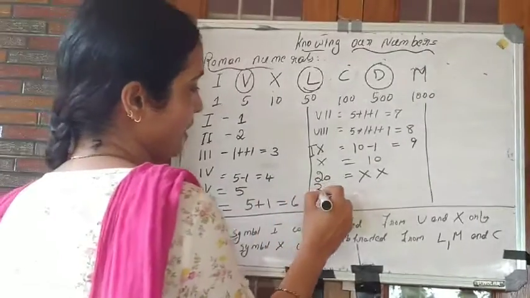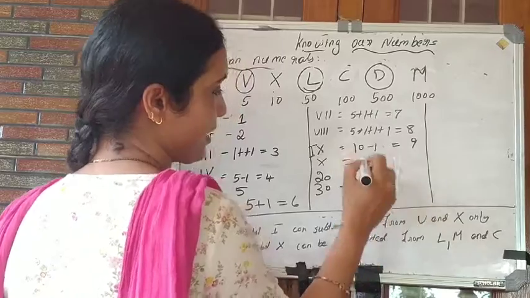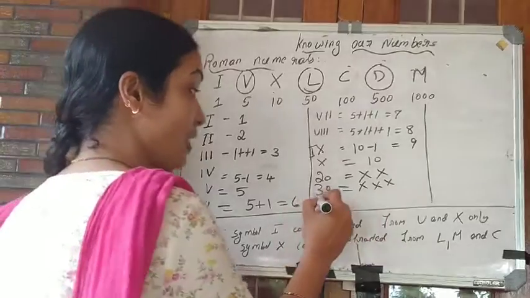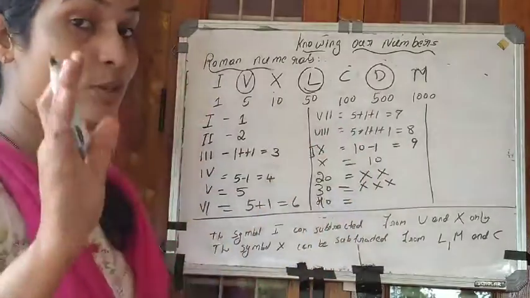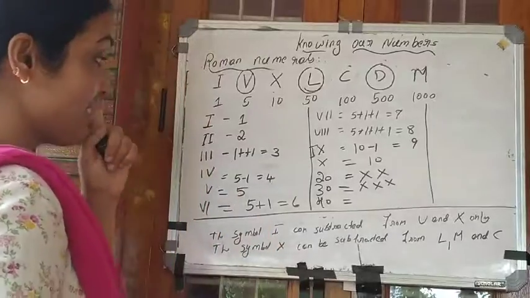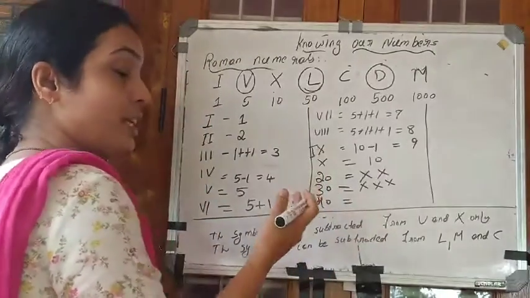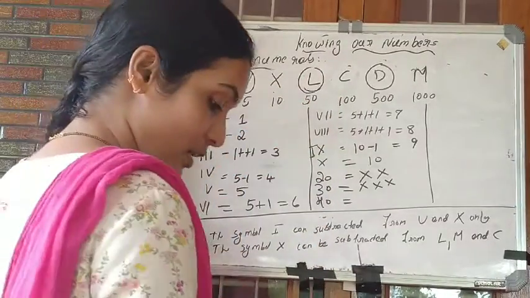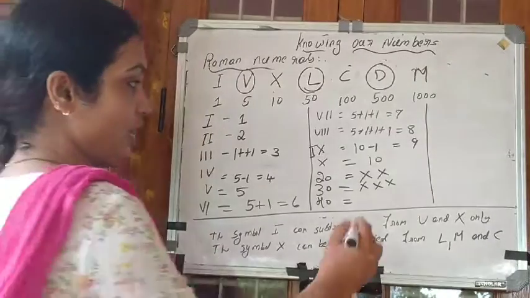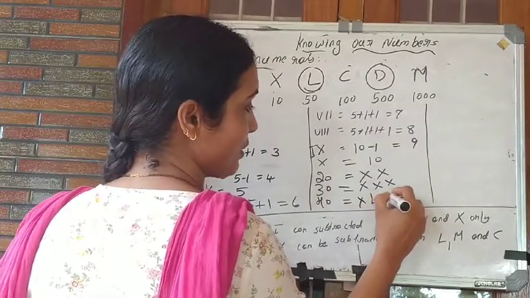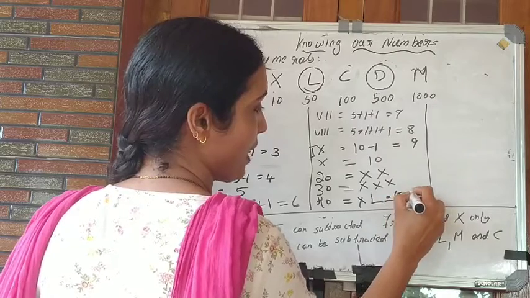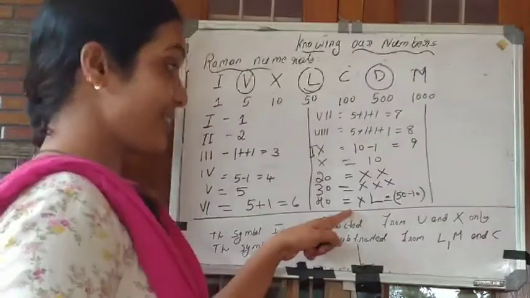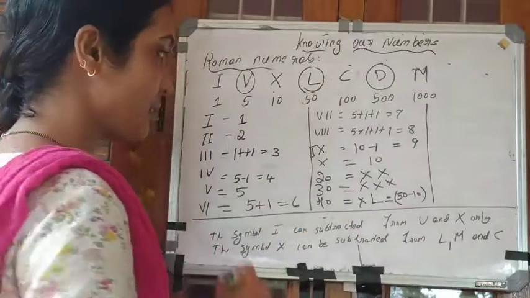And 30, how can we write? We can write this as 10, 10, 10, XXX. But 40, we can't write XXXX, because 4 times it should not be repeated. Then how can we write it? 40 means 50 minus 10. 50 is what? L. So 50 minus 10, that is equal to 40. XL. This is the greater value symbol, this is the smaller value symbol. We can write it, isn't it?